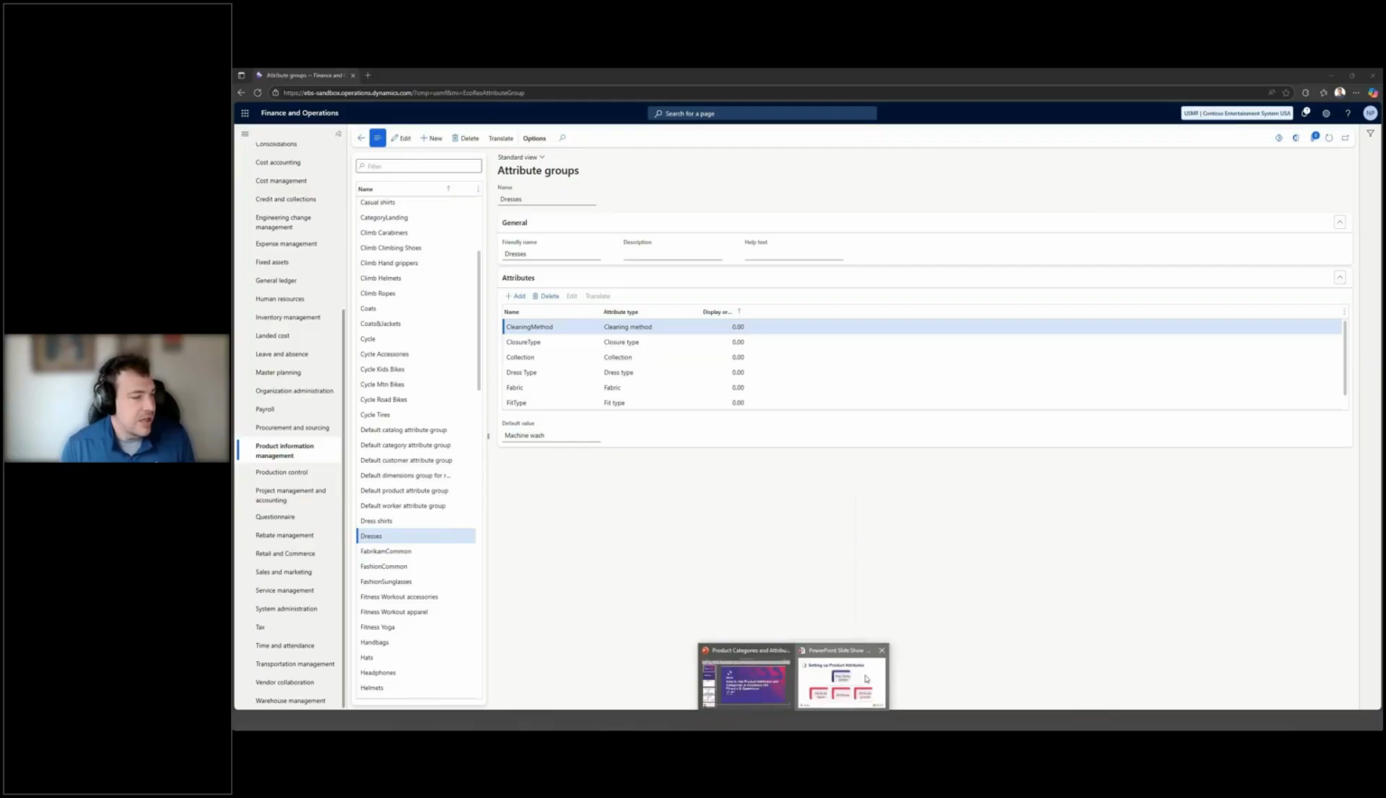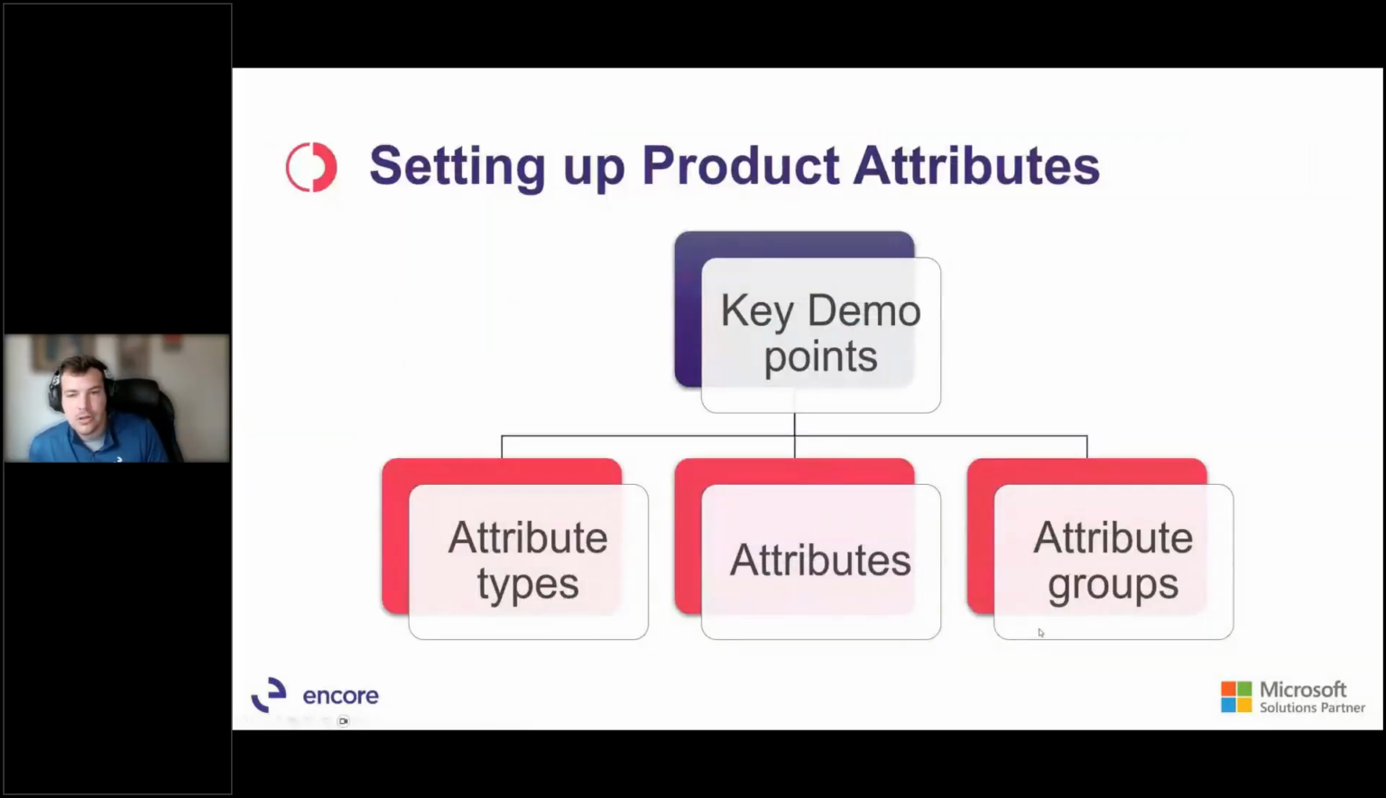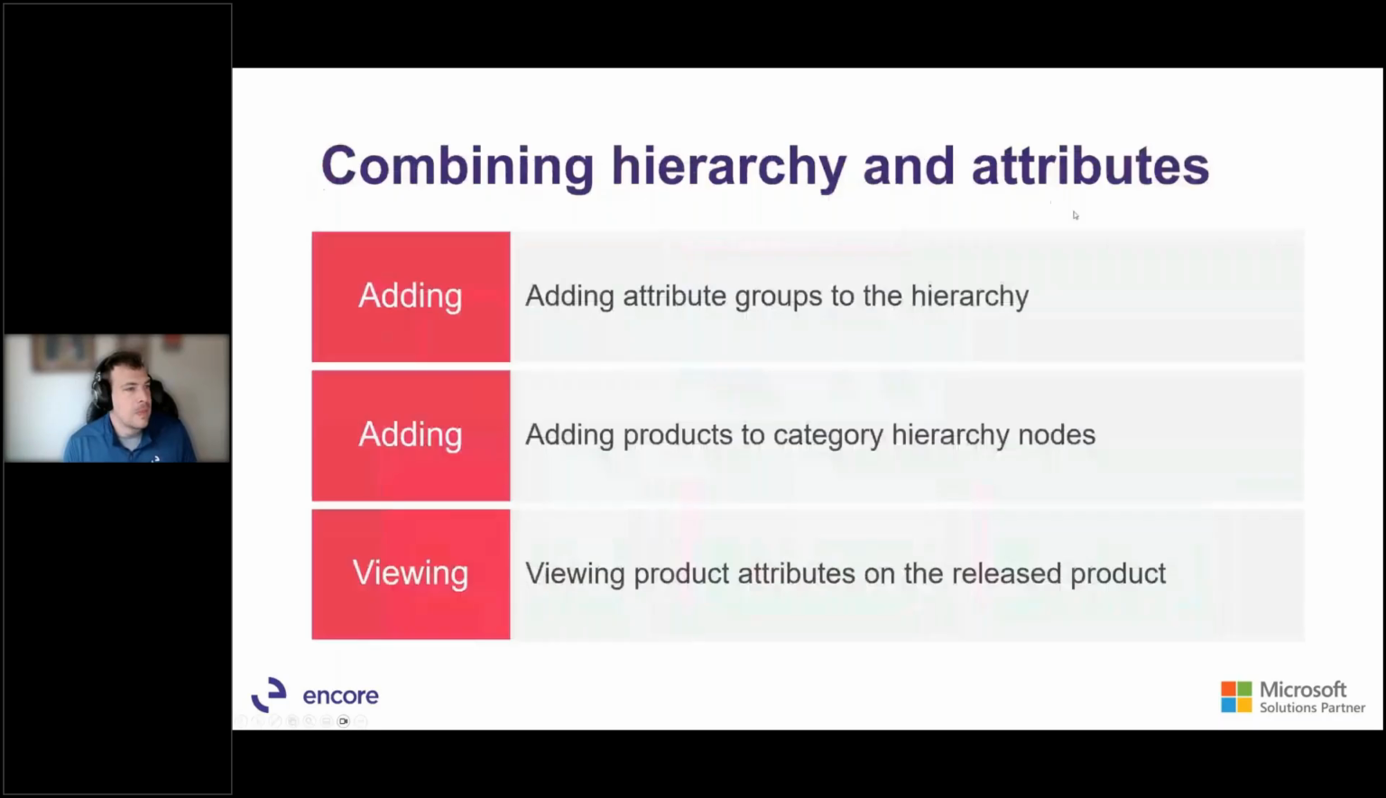So let's just recap real quick. We've gone through and set up each one of these things in kind of an expedited manner, but as long as you follow this standard sequence from attribute types to attributes to attribute groups, you'll have everything that you need in order to take an attribute group and take it back to our category hierarchy and get it to the release product. So let's combine the category hierarchy and attributes.